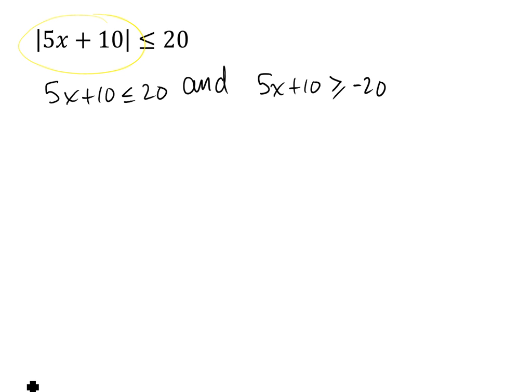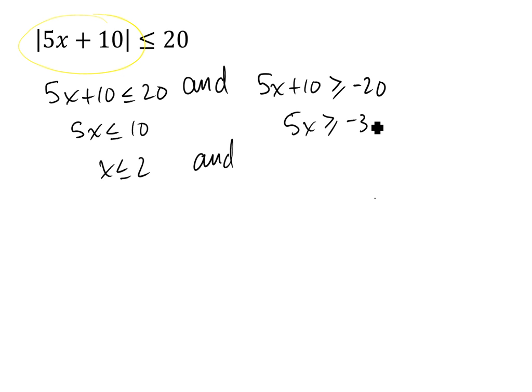So on this particular side, for this inequality here, I'm going to subtract 10 from both sides. So I get that 5x is less than or equal to 10. Therefore, x is less than or equal to 2. And on the other side, I get that 5x is greater than or equal to -30. I'm subtracting 10 from both sides. And therefore, x must be greater than or equal to -6.